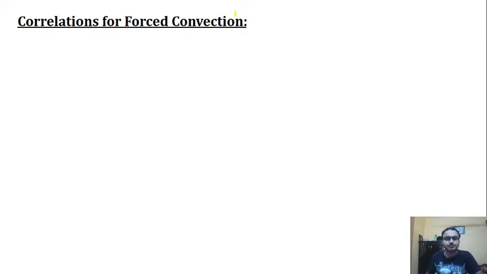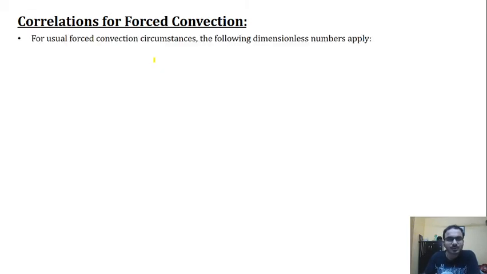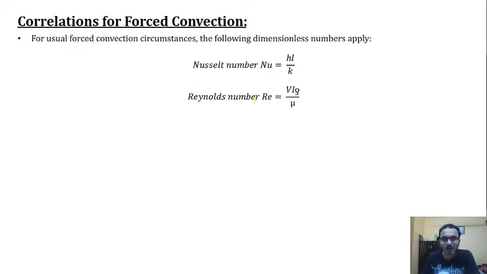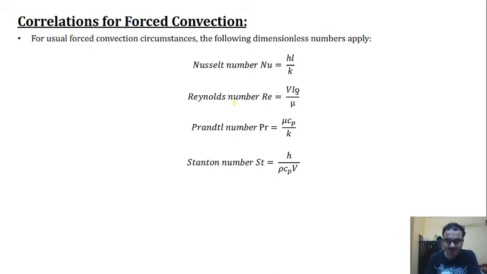So let's begin. In case of forced convection, for usual forced convection circumstances, the following dimensionless numbers are applied. First is obviously the Nusselt number, Nu is equal to HL by K. Second is Reynolds number, Re is equal to rho LV by mu. Third is Prandtl number, Pr, which is equal to mu Cp by K. Fourth is Stanton number, St, which is equal to H divided by rho Cp V.